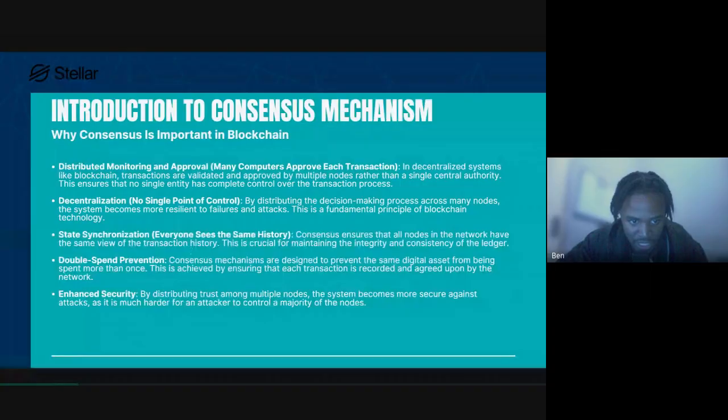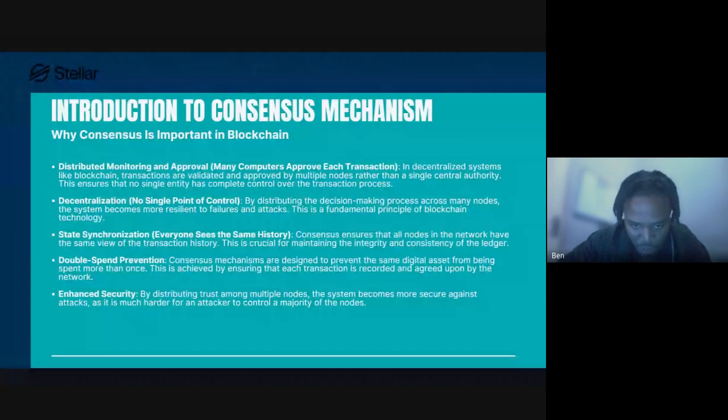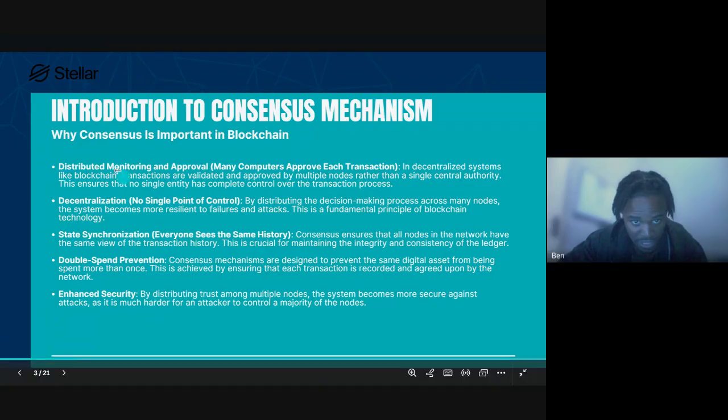Another reason is enhanced security. By distributing trust among multiple nodes, the system becomes more secure against attacks, as it is much harder for an attacker to control a majority of nodes because there are so many nodes running in different countries, different cities. So there's no way you can just attack even multiple of them and destroy the whole blockchain system. So this is why consensus is important in a nutshell.